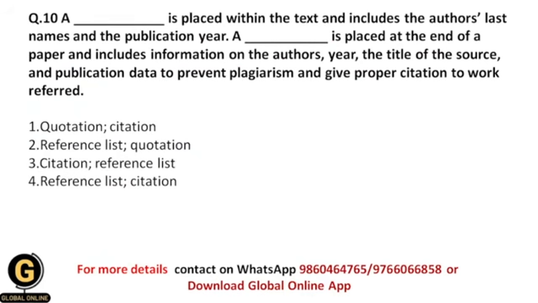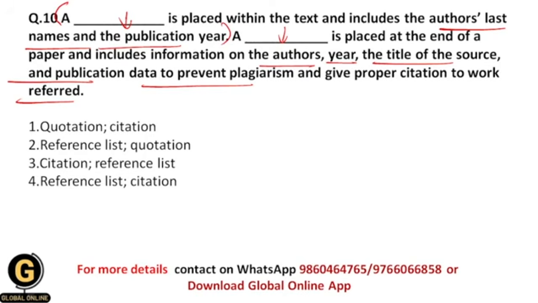Now next: a dash is placed within the text and includes the author's last names and the publication year. A dash is placed at the end of a paper and includes information on the author's year, the title of the source and publication data to prevent plagiarism and give proper citation to work referred. So basically students, in this question we need to fill these two blank spaces. First of all, let us fill the first blank space.